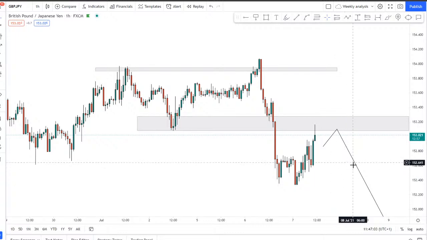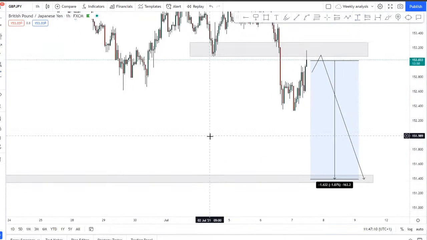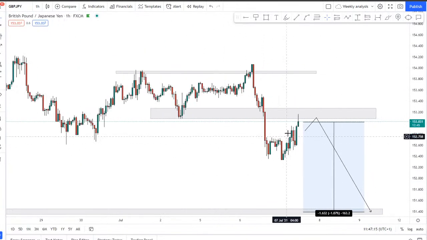But GJ does look like a good opportunity. If this does play out, we got around about 150, 160 pips to the downside, so there's a lot of room to the downside for this pair. There's a lot of room.